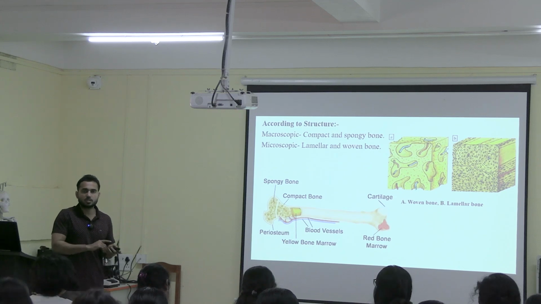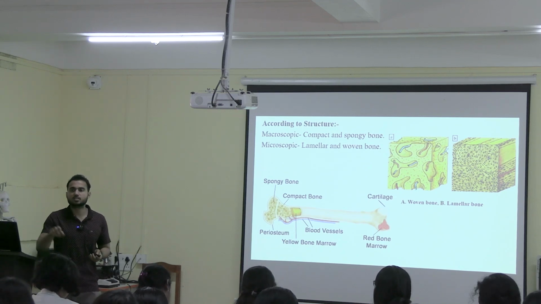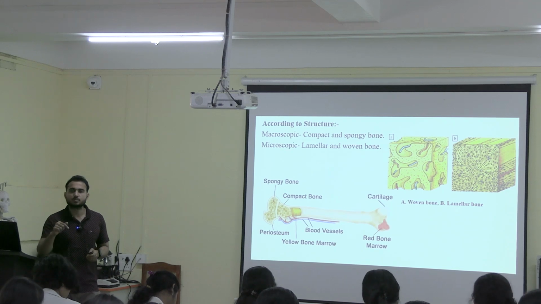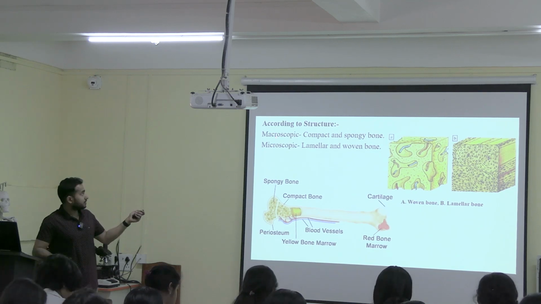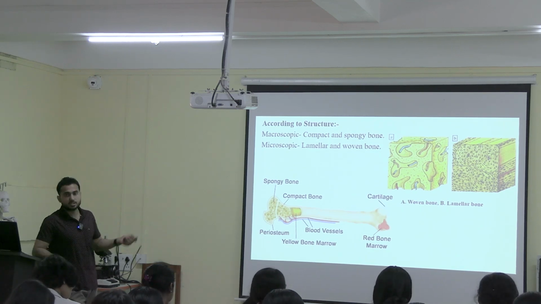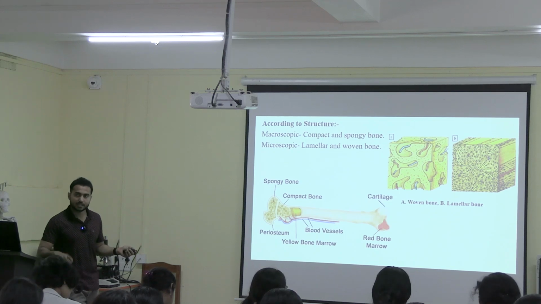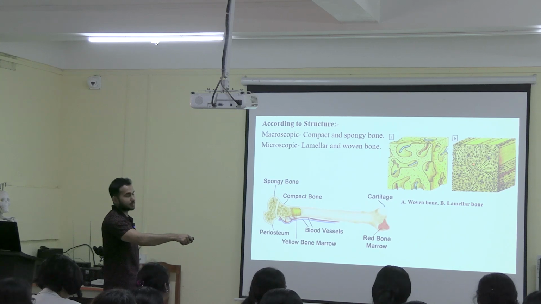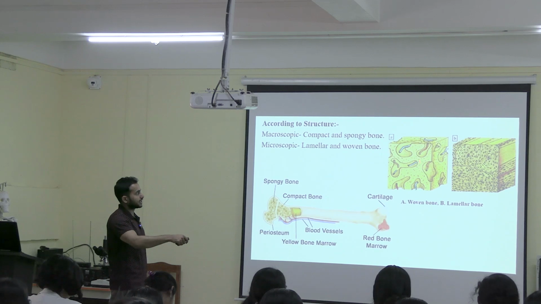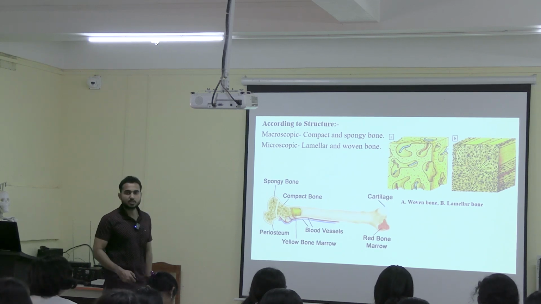After writing spongy bone, give a slash and write cancellous bone. It is also called cancellous bone; in some books it is written as cancellous bone. In case of macroscopic, two types are there: compact bone and spongy bone. And in microscopic, again two types are there: lamellar bone and woven bone. For both the cases, I have shown you the diagram. As you can see, this is the woven bone and this is the lamellar bone. So these are the microscopic. In order to see this particular structure, we need a microscope.